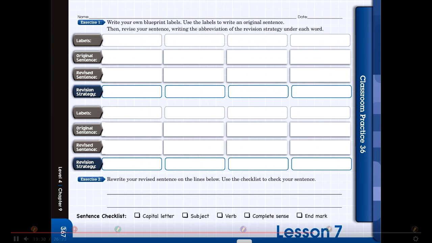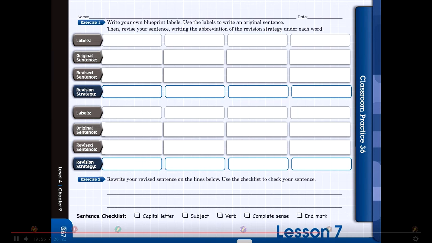At this time, I'd like you to get started on Classroom Practice 36. Make sure you place your name and date up at the top of the page. Exercise 1. Write your own blueprint labels. Use the labels to write an original sentence. Then, revise your sentence, writing the abbreviation of the revision strategy under each word.